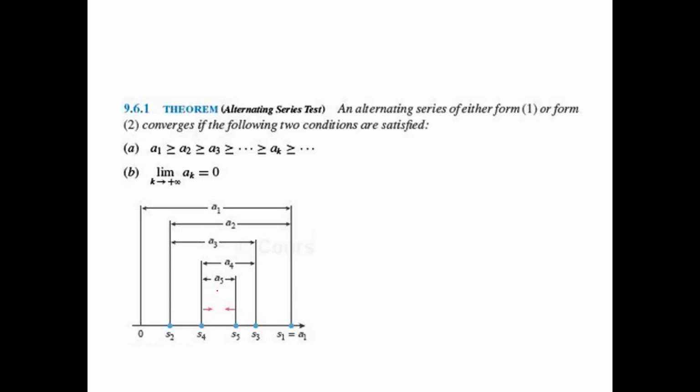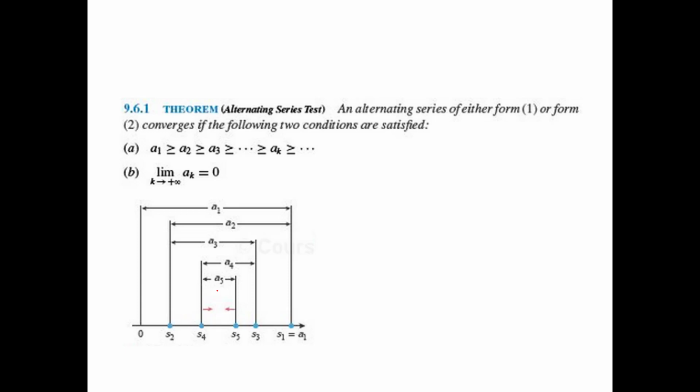And so in the case of an alternating series, it turns out that we have this theorem that tells us that an alternating series of either form 1, where you start with a positive and then a negative and then a positive and then a negative, or form 2, where you start with a negative and then a positive and then a negative and then a positive, either one of those are going to converge as long as the following two conditions are satisfied. First condition is A1 is bigger than A2, and A2 is bigger than or equal to A3, and A3 is bigger than or equal to A4, and so on.